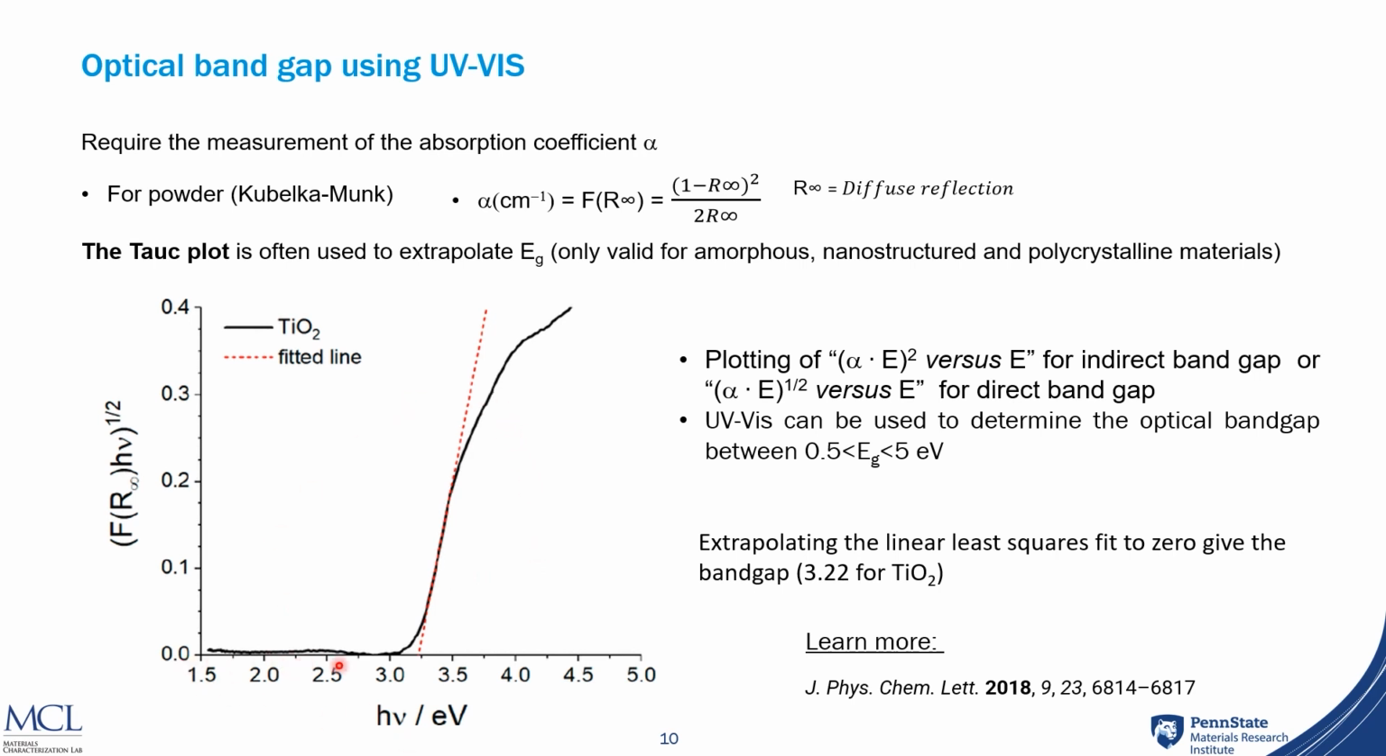And in this case, we can extend the measurement lower in band gaps down to half an electron volt material and up to 5 eV by doing a very different type of measurement and looking at the optical band gap that we measure on a material.